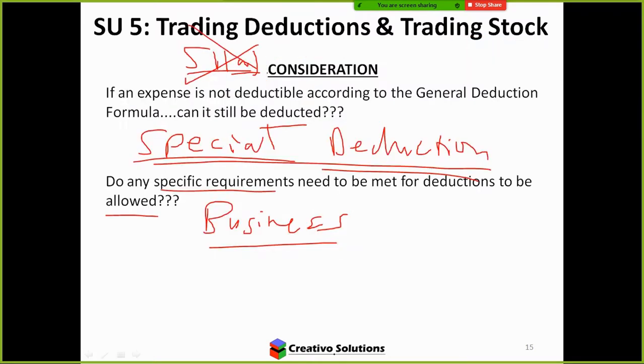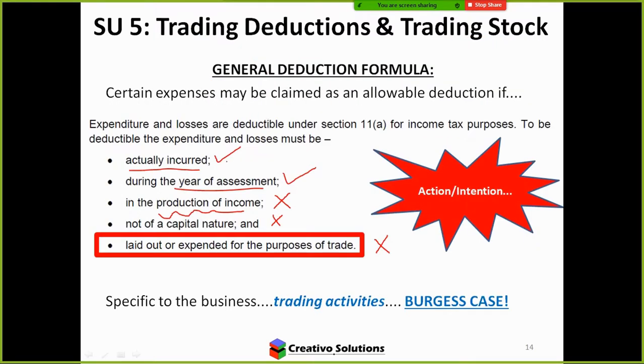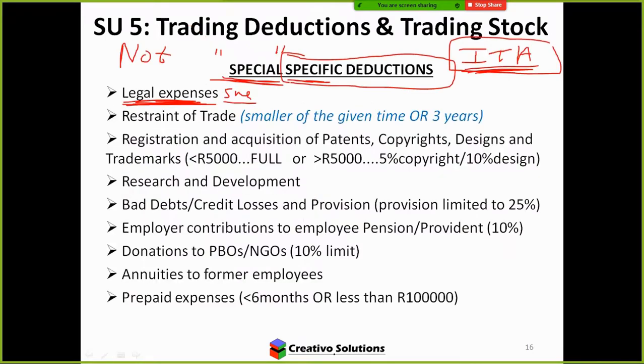So what does SARS say? SARS says legal expenses will not meet this general deduction. It falls flat. So what are they going to say? They're going to say, well, we understand that companies have lots of legal expenses because companies do have to pay for certain things in terms of compliance, etc. And what will SARS say? SARS will say, well, we understand that many businesses have lots of legal expenses, so we will allow them to claim a portion of it or all of it as a special deduction, based on the legislation. So these are some of the special deductions.